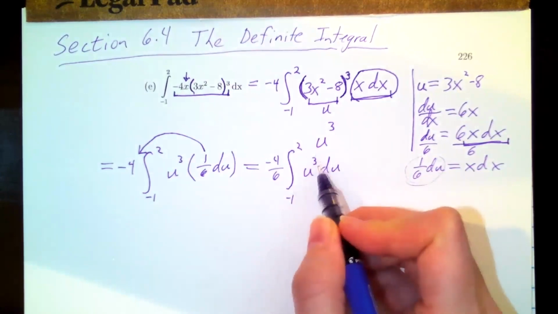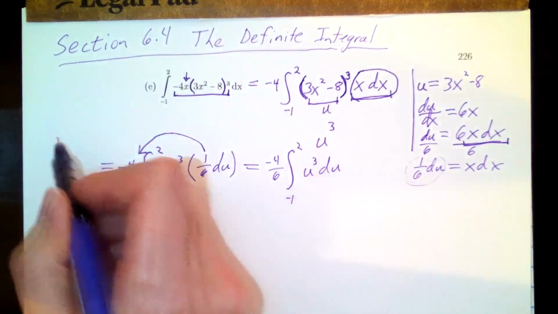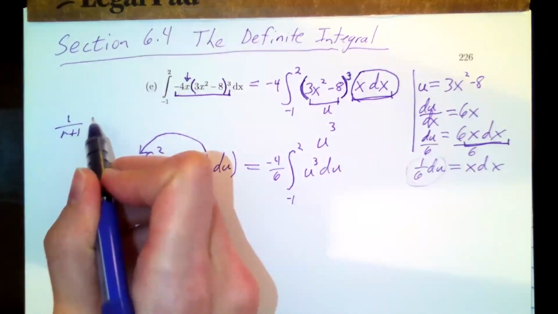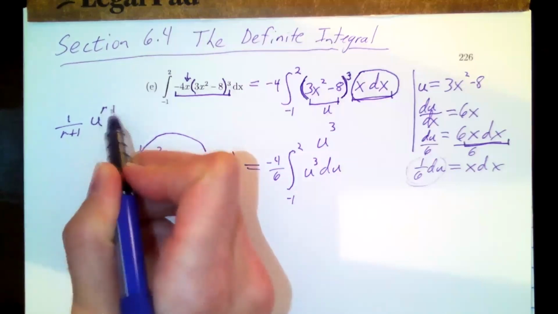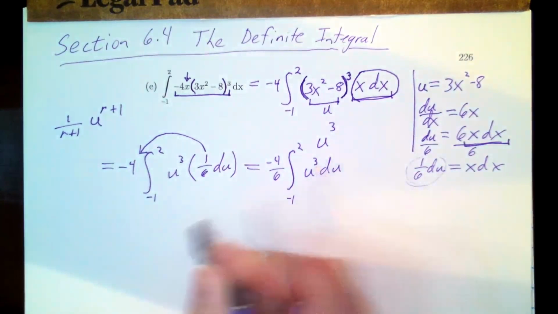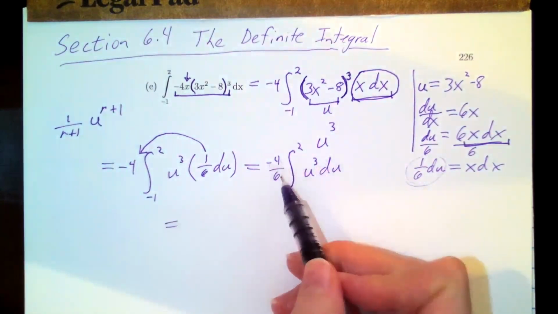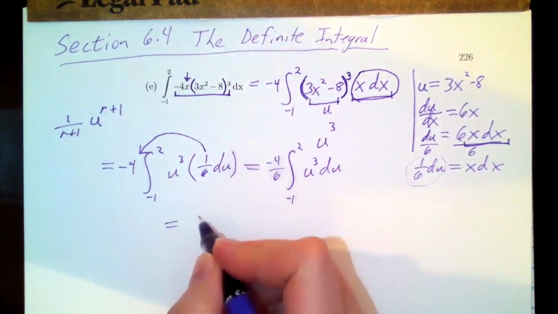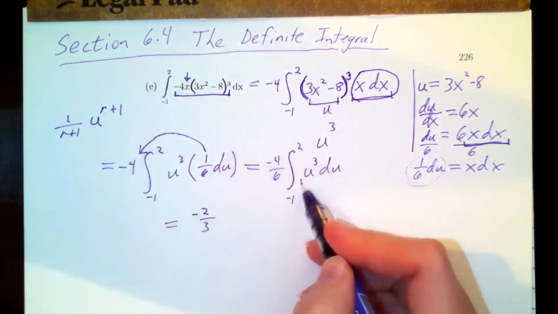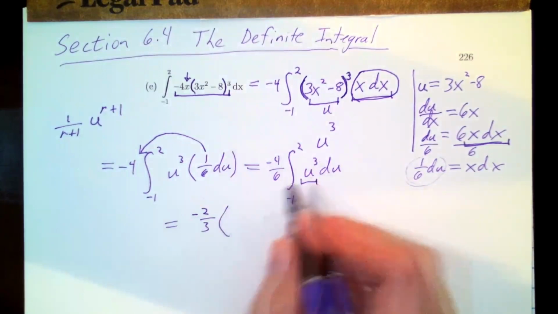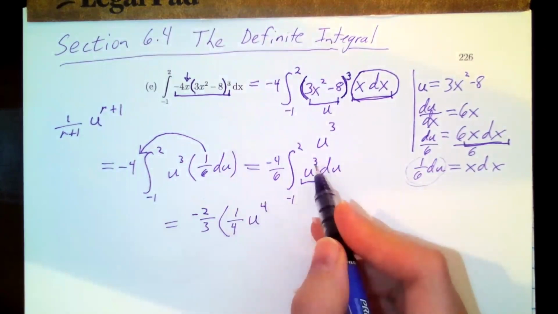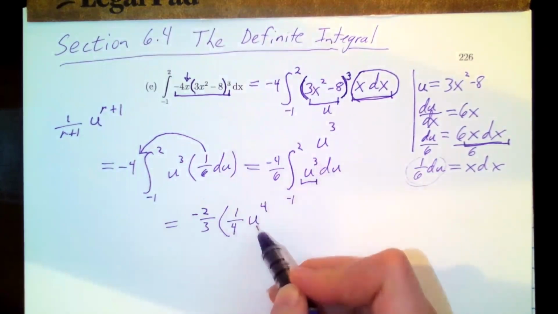Let's apply the power rule to u. Remember, the power rule is 1 over r plus 1 times x to the r plus 1, except this time I'm dealing with u instead of x's. So my current power is 3. This -4/6, let's reduce that fraction. That is -2/3. And I'm going to use the power rule on u cubed now. The power rule is 1 over 4 u to the 4th, because r is 3, 1 over 3 plus 1 u to the 3 plus 1.